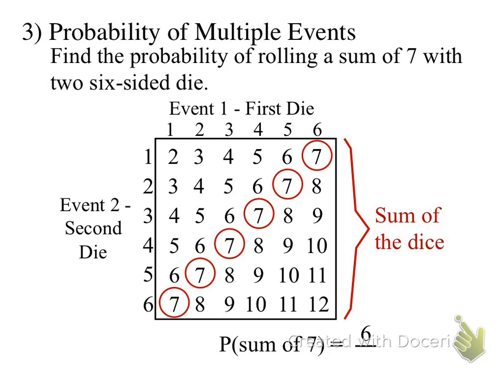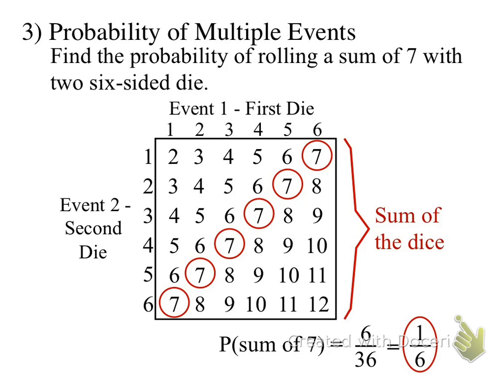This is what we call an outcome grid. Every time I'm adding 1 and 1 and I get 2, I get all these different sums, and then I look at all the possible outcomes, and I have 6 favorable outcomes.